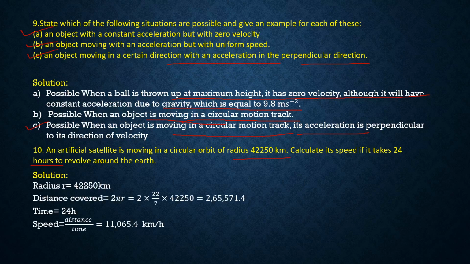Speed is 11,065.4 km per hour. If we take time in seconds, then we have to convert 24 hours into seconds, and you can convert kilometer into meter also. Then your answer will be in meter per second.